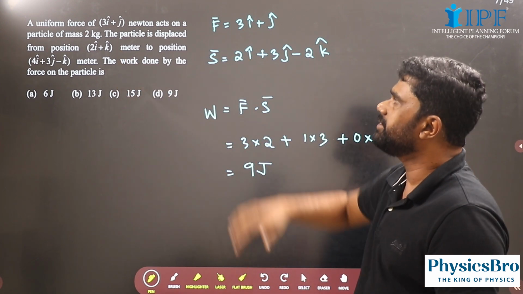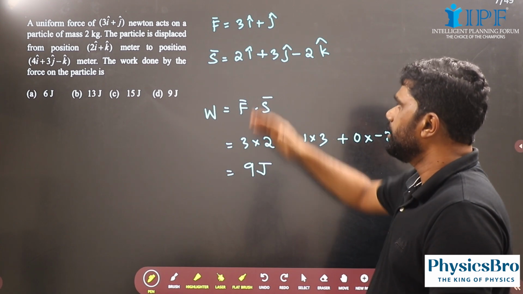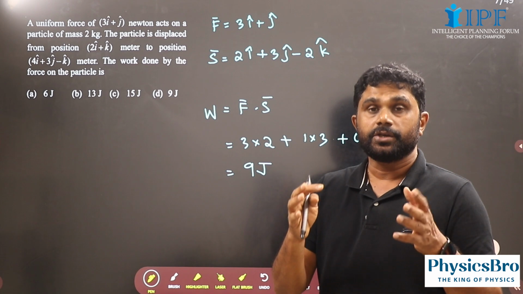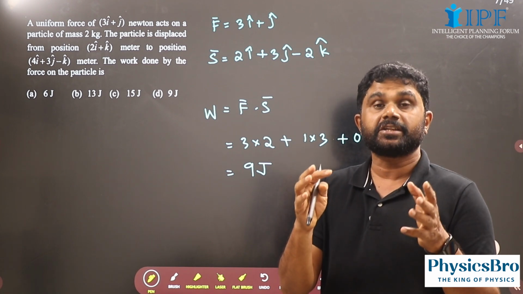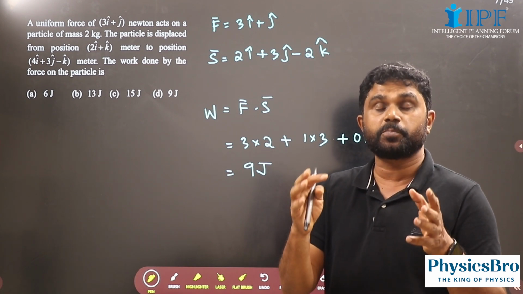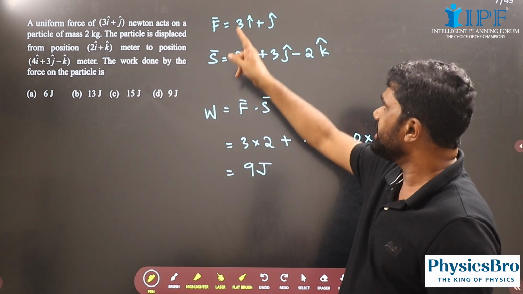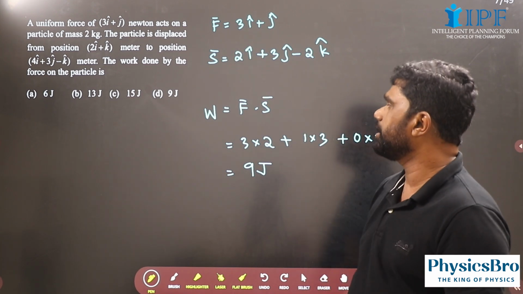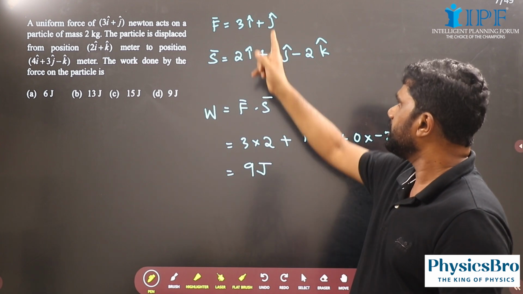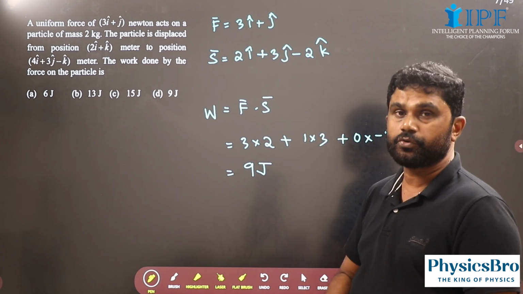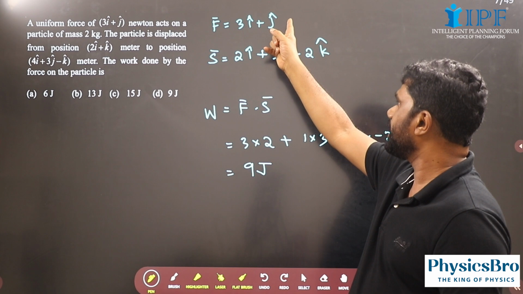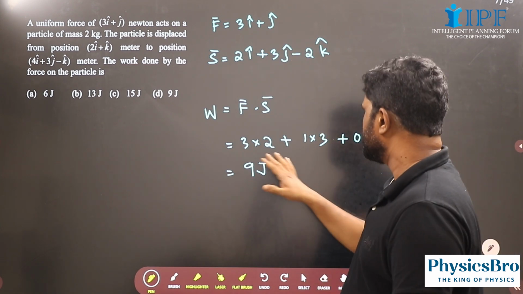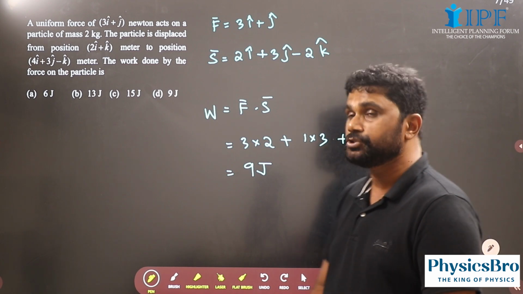And the force vector is given as 3i cap plus j cap. We have to find the dot product. How do you find the dot product? You have to find the product of corresponding components. That means the i component of the force and the i component of the displacement. Here we have 3 and 2, so it is 3 into 2. The j component is 1 here and 3 here, so 1 into 3, that is 3. The k component is 0 here and minus 2 here, so 0 into minus 2, that is 0. So we will get 6 plus 3, 9 joule.